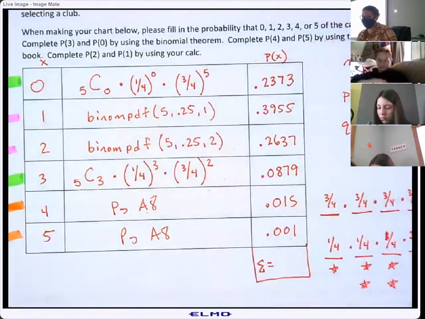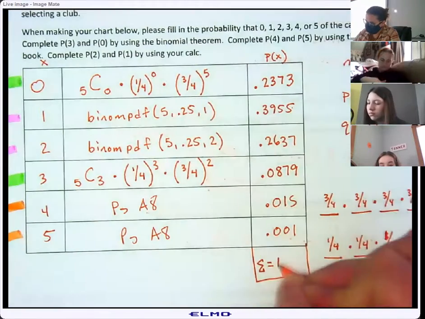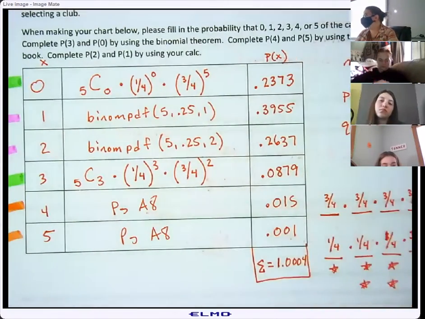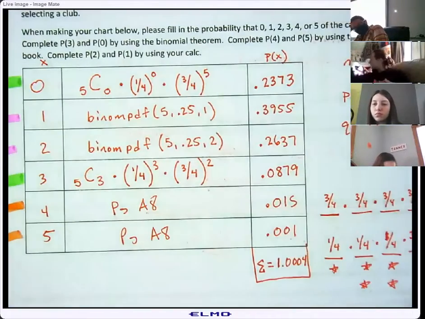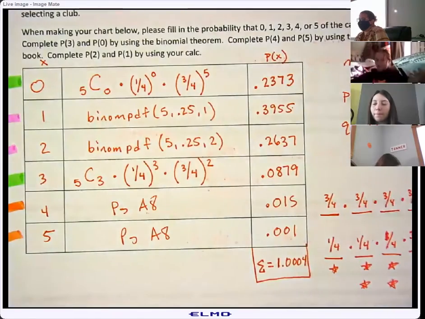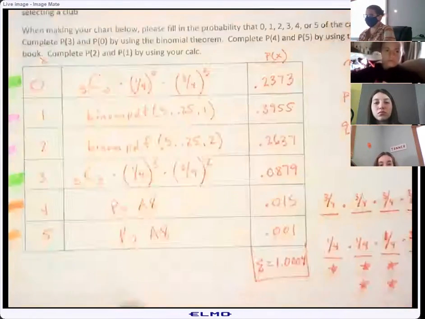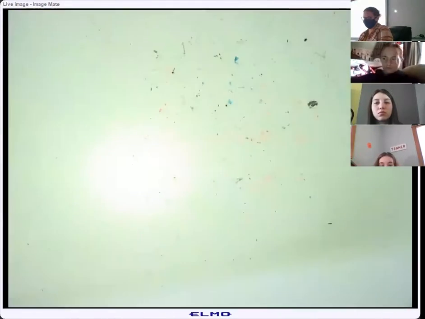So let's just check really quick and see if all of this adds up to 100%, or at least close to. I got like 1.0004. Pretty close. A little over maybe, but pretty good. All right, and that's how you do a binomial distribution, or at least 3 ways to do a binomial distribution. Everybody feel comfortable with all the ways? Awesome. Okay.